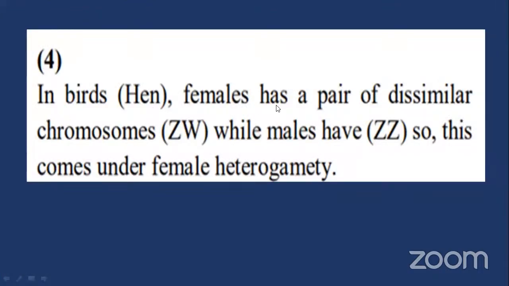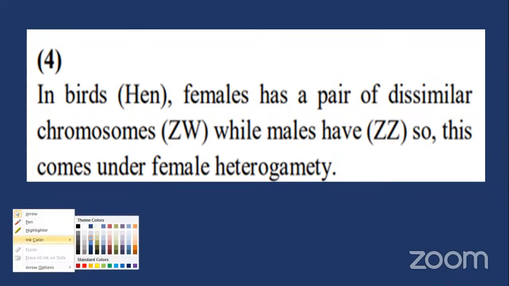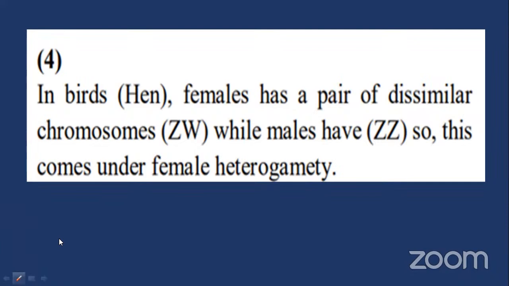See the solution, you will get it. In birds, the female has a pair of dissimilar chromosomes, Z and W, while the male has Z and Z. It is in the reverse manner in humans. He has chromosomes like this, isn't it, my dear? X and Y is the male, isn't it? X and Y is the male.